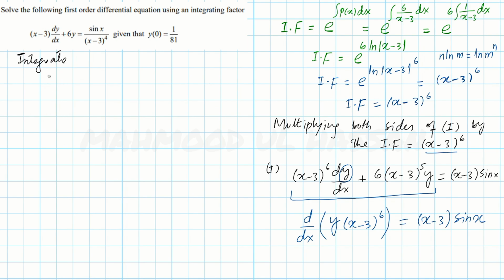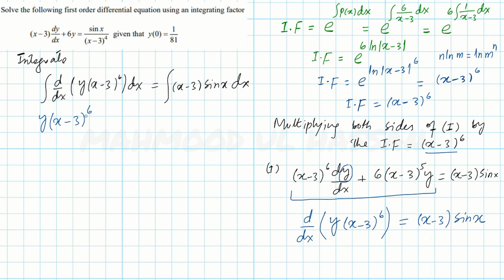So it would become d over dx of y into (x minus 3) to the power 6 is equal to the integral of (x minus 3) sine x dx. On the left side, derivative and integral are inverses, so we get only y into (x minus 3) to the power 6, and on the right side we will use integration by parts.